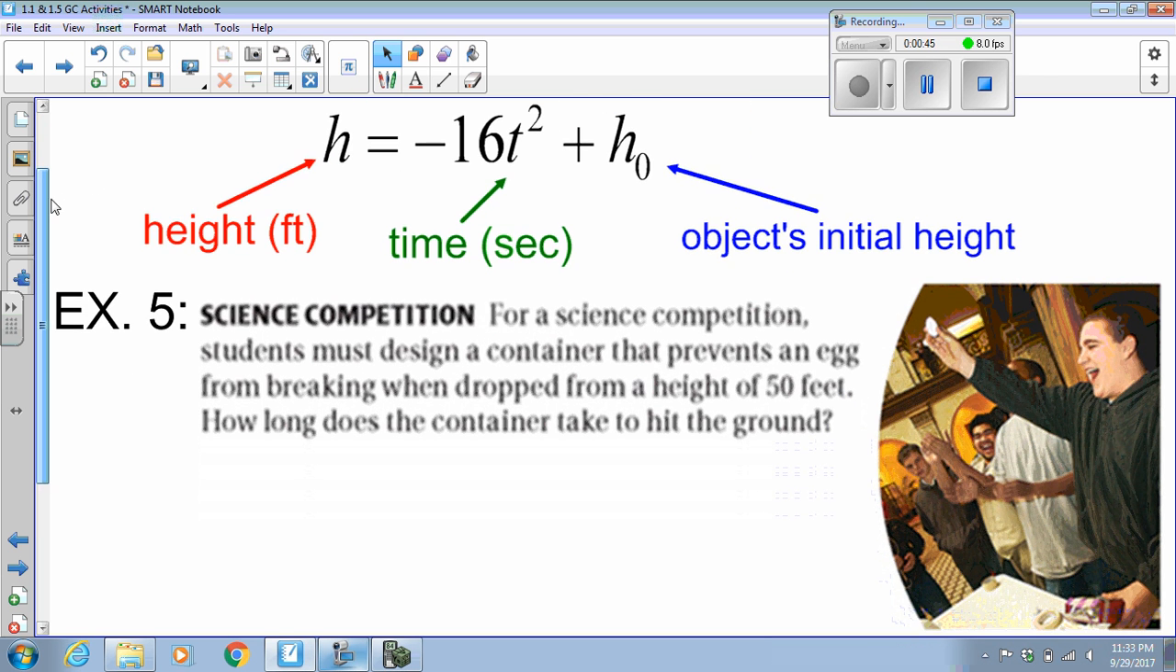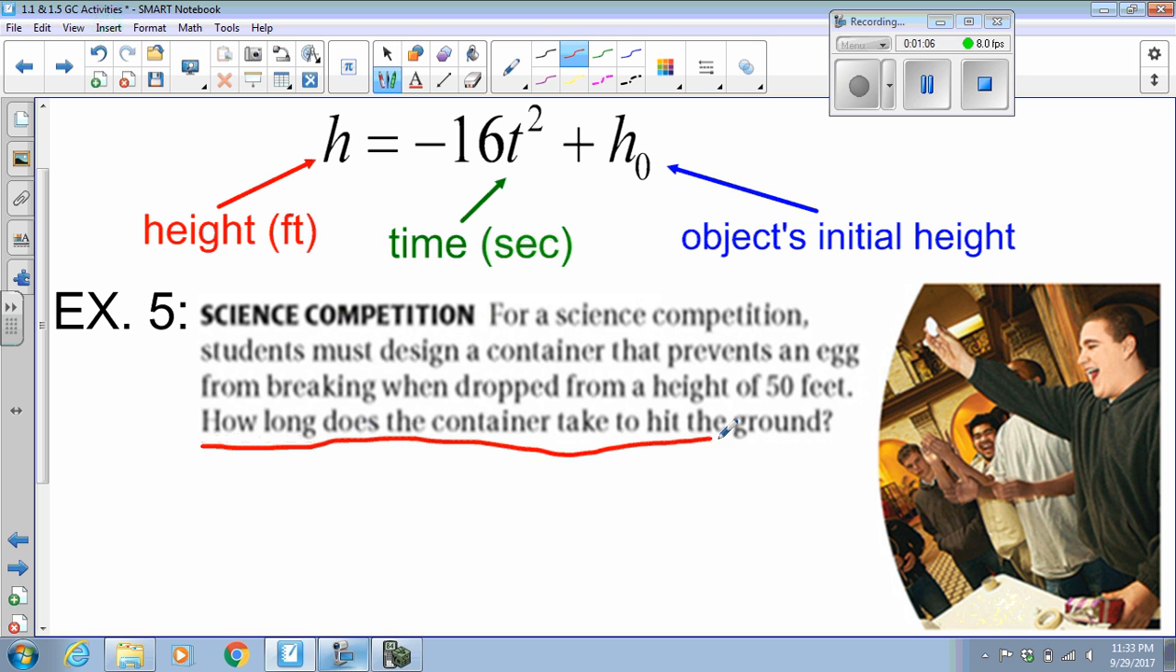Now we've done this problem before, but let's see if we get the same answer as we did last time. So it says, for a science competition, students must design a container that prevents an egg from breaking when dropped from a height of 50 feet. How long does the container take to hit the ground? Now remember, when it says how long does it take to hit the ground, that's where we need to find our x-intercepts.